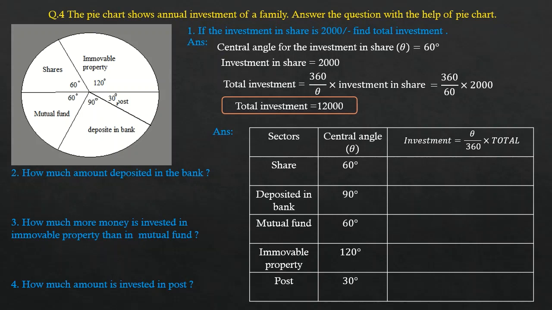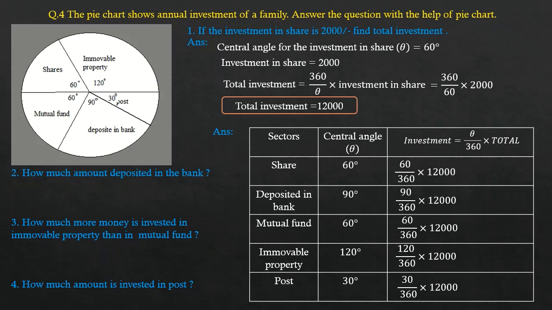So updating all the values, total is what we obtained in our first question, which is 12,000. Theta is given in the pie diagram. Updating the answer: 60 upon 360 multiplied by 12,000. तो वो already हमें updated था, but तो भी हमने formula में update किया है. Next one is deposited in bank: 90 upon 360 into 12,000, 60 upon 360 into 12,000, 120 upon 360 into 12,000 and the last is 30 upon 360 into 12,000. तो आप सब में check करेंगे तो 12,000 divided by 360 is common.